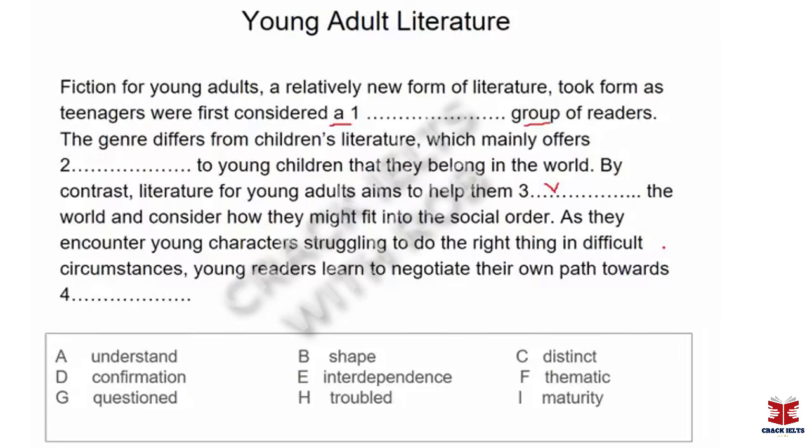And number 4 then, the last one: young readers learn to negotiate their own paths towards, well, towards is a preposition, towards something.